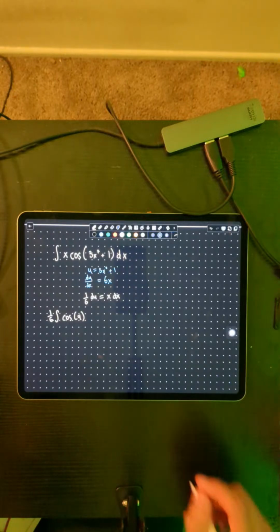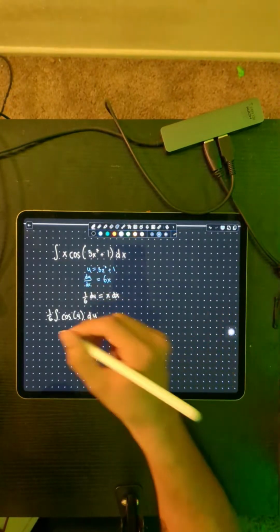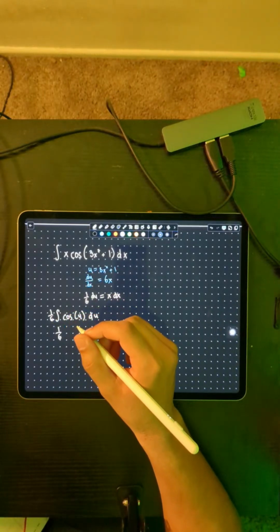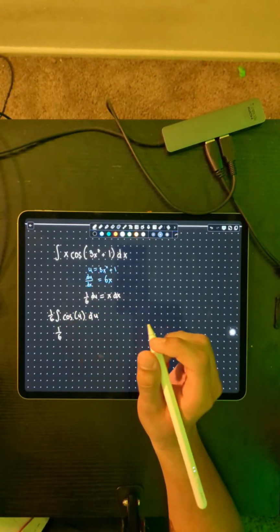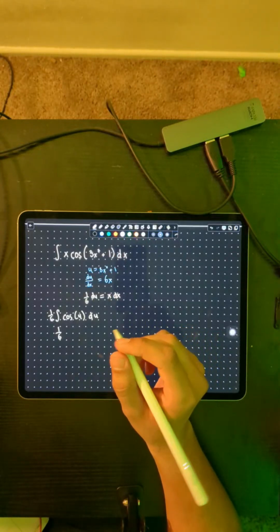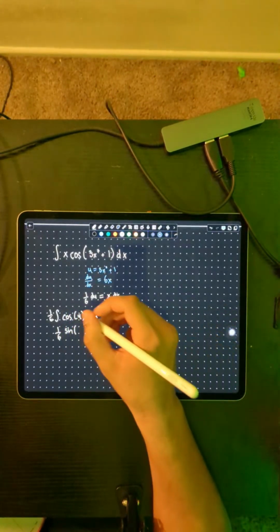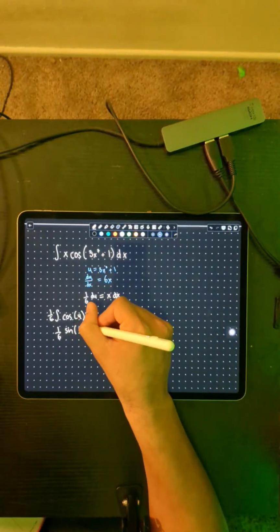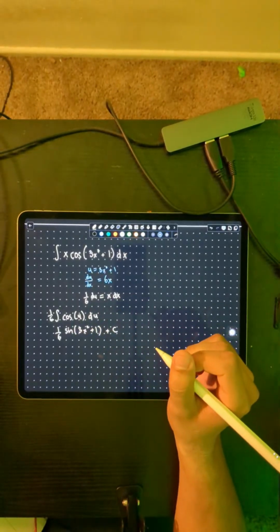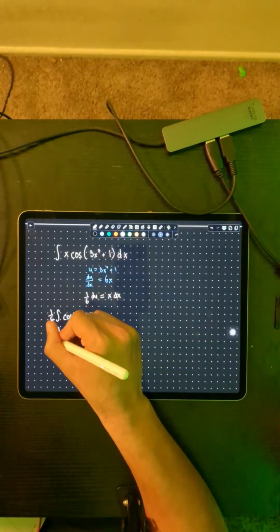Let's go ahead and finish this integral here. We have the integral of cosine u du, and so we basically have to integrate that here. That's 1/6. The integral of cosine is going to be sine, because when you differentiate sine, you get cosine. Sine of u is going to be that u term that we differentiated earlier, 3x squared plus 1, plus c. So our final answer is 1/6 sine of 3x squared plus 1 plus c.